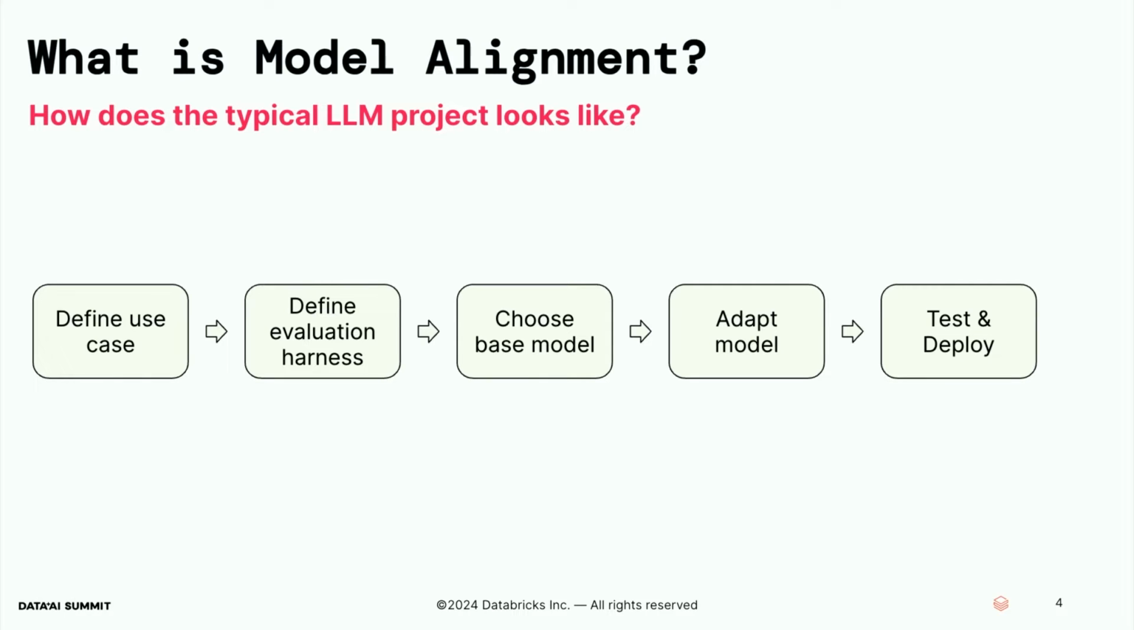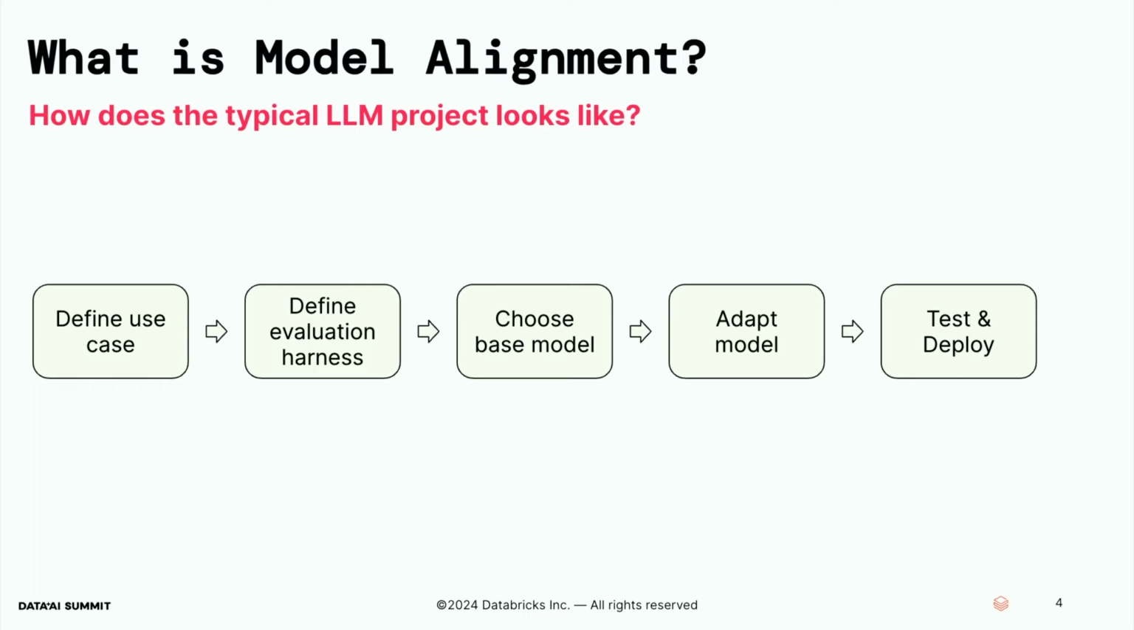Okay, so let's get started. What is model alignment? At first, let's discuss the typical large language model project. Usually we start with the use case, and we need to define an evaluation data set. We can go for a standard metric which is available in open source, or we can define our own evaluation data set and then implement the metric calculation. After we have the metric, we can of course compare multiple base models and pick the best one, the one we want to use.